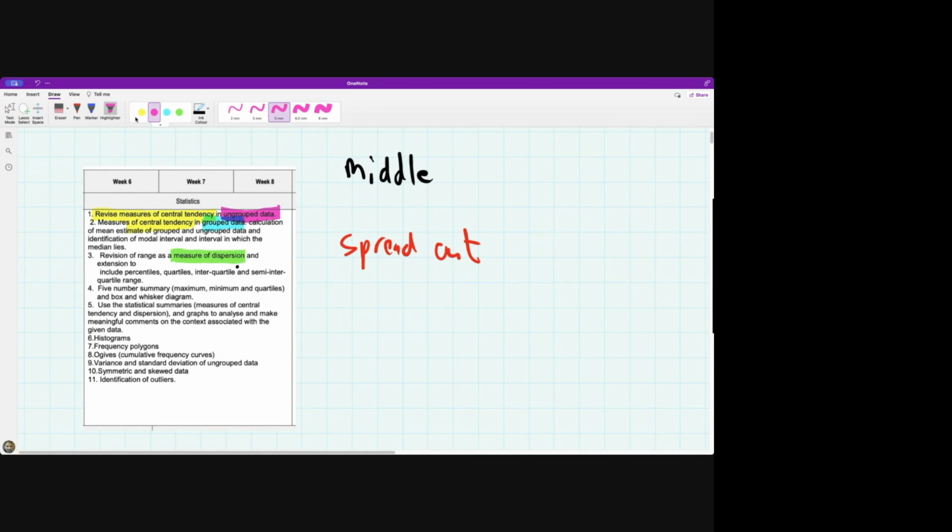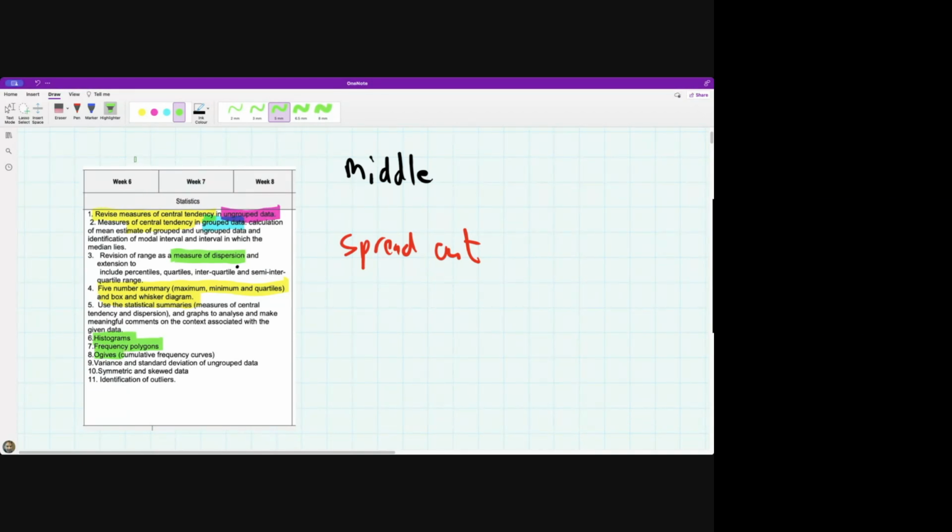Then we will also talk about what's called the 5-number summary. It's a whole bunch of statistics or measures that are important, and a graph that you can draw called the box and whisker diagram. And then we'll also talk about graphs of grouped data. When you have data that's grouped into categories, how do you draw graphs for them? There's something called a histogram, a frequency polygon, and an ogive. These are the graphs of grouped data.